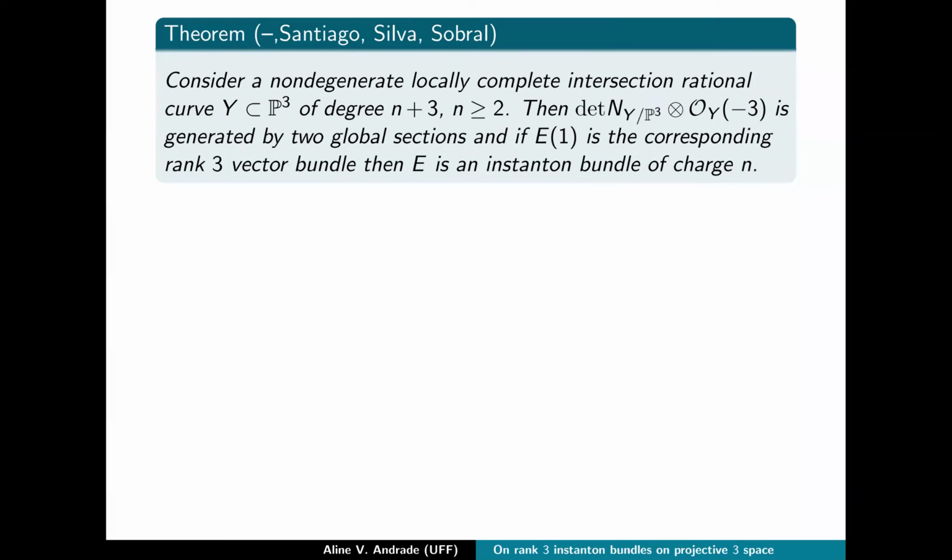Then the determinant is generated by two global sections, and if E1 is the corresponding rank 3 vector bundle given by this Chern correspondence, then E is an instanton bundle of charge n.